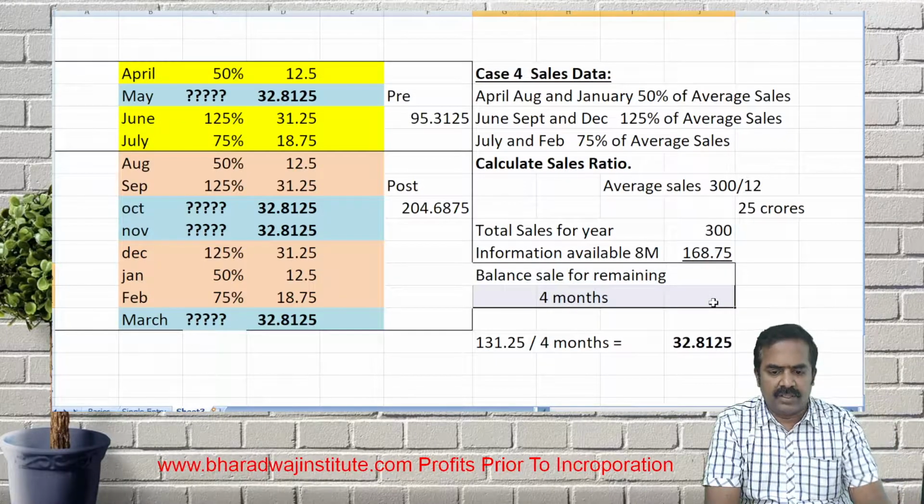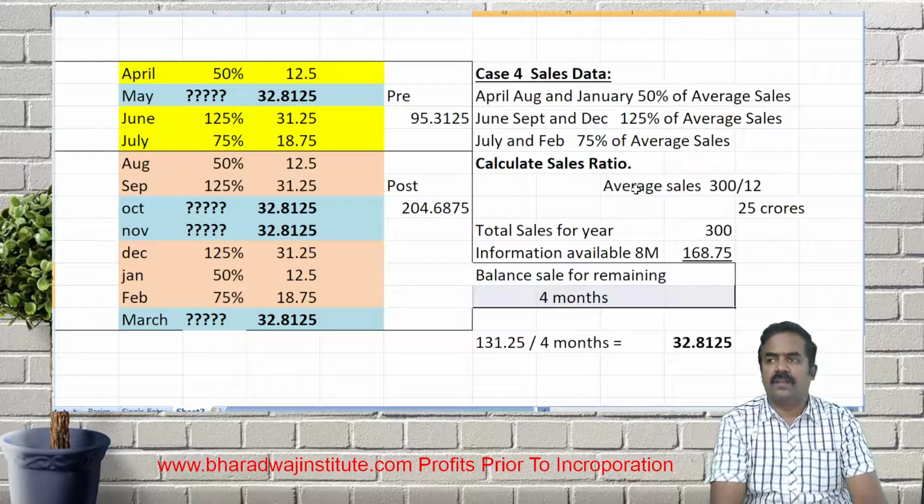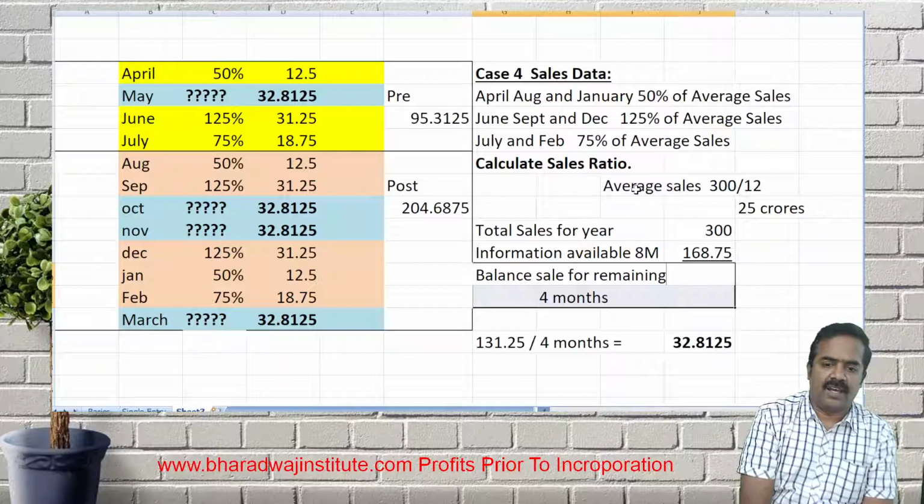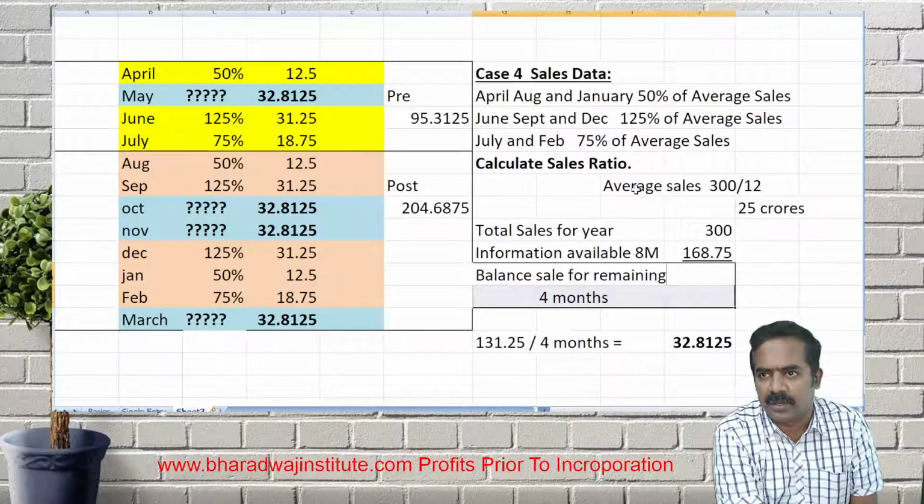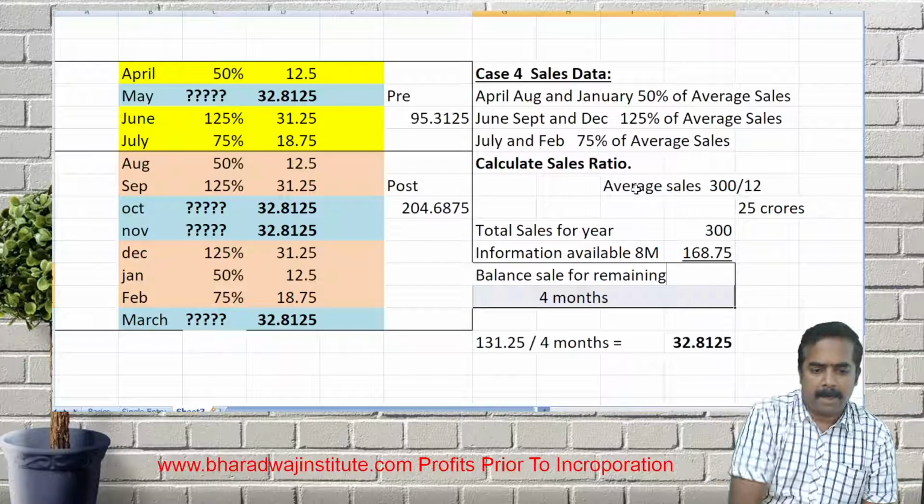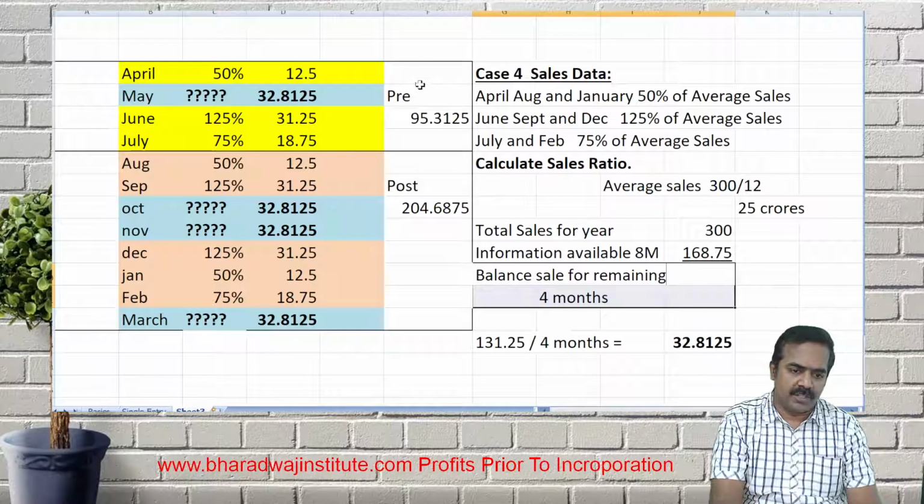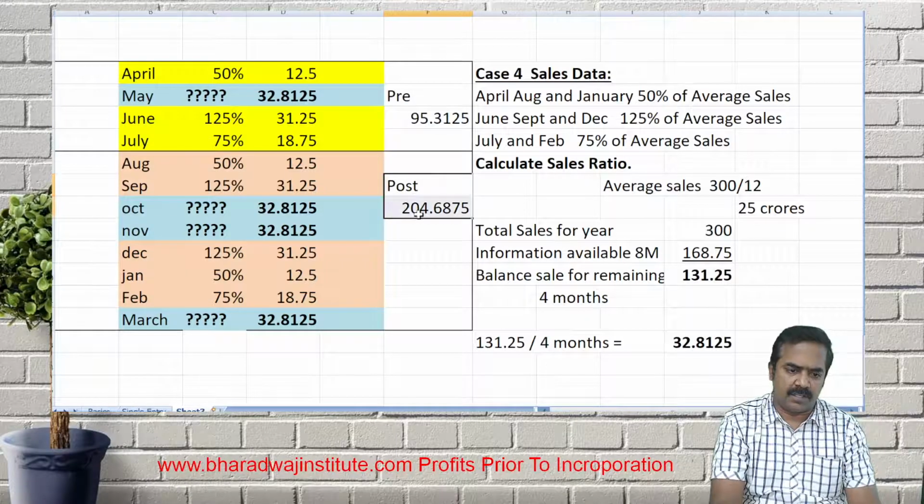ஆக்சுவலா Here we take actual figures because average sales, the word which sales is used, average sales is used. Average sales means for the period divided by 12 months. So this is the ratio, pre-incorporation versus post-incorporation ratio.